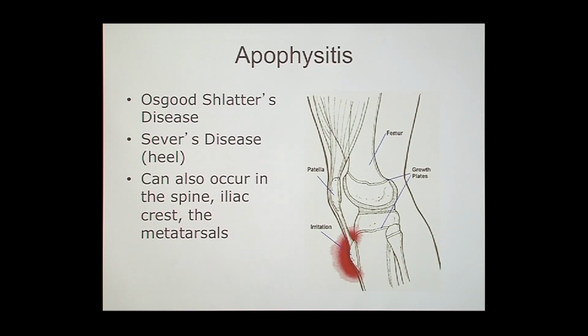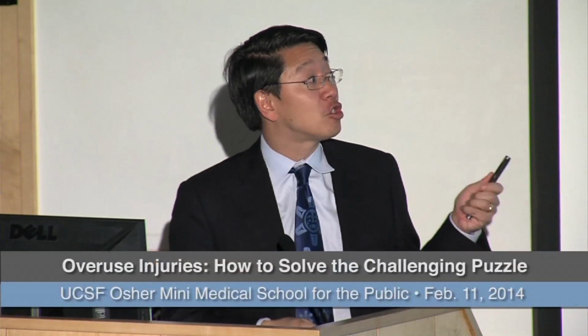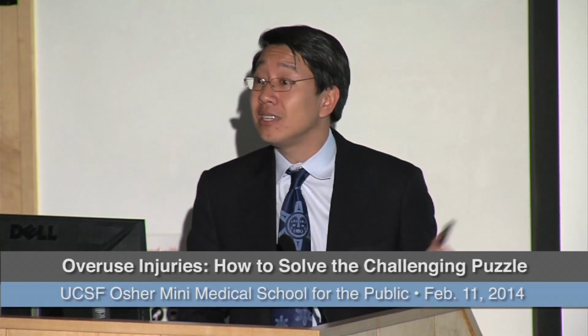You mentioned Sever's disease. There it is. It happens at the heel. So it looks like plantar fasciitis, but there's really that growth plate that's going on where the Achilles and the plantar fascia are meeting right at a growth plate. But you can get it all over the place. Stress fractures in the back. I see that a lot.